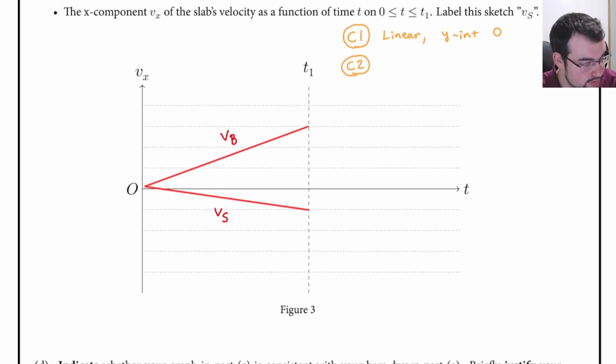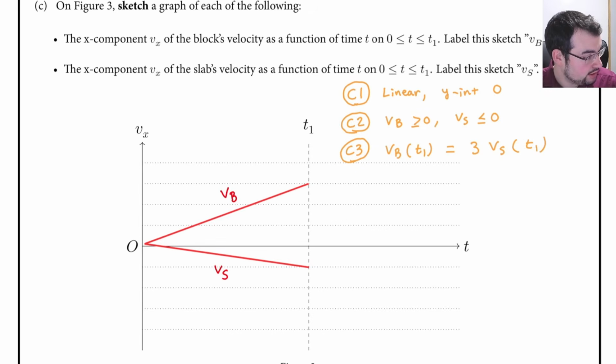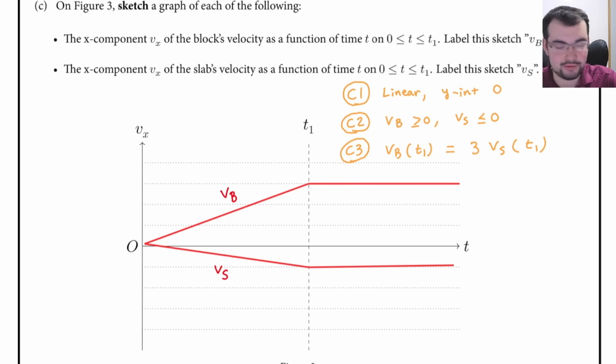For C2, you need V of the block to be positive at all times, or 0, and you need V of the slab to be strictly negative. And then for C3, you need to have V block at T1 be 3 times V of the slab at T1. So that's a tricky point. Now, if you wanted, since we said both surfaces are frictionless, you could just extend each of these like this. That also works, but we only graded from 0 to T1. So that's an interesting graph.